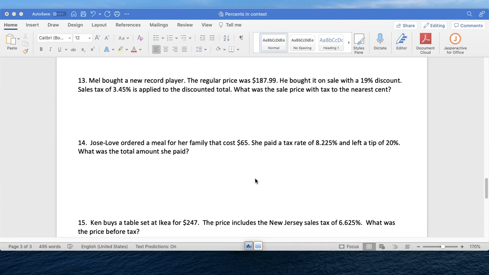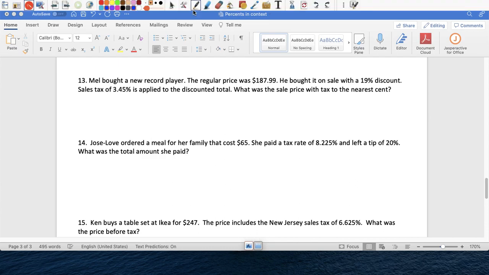13. All right, so again, this one you can be pretty straightforward. They're only asking what was the sale price, taxed to the nearest cent. So we had the regular price, they're not asking for the discount, they're not asking how much was the discount, they're not asking how much was the sales tax. They just go to the register, let the machine do everything, and let the machine tell you what the final price is. So 187.99.